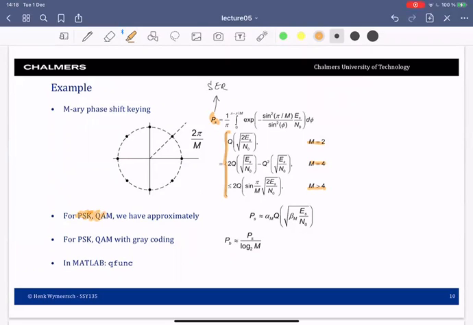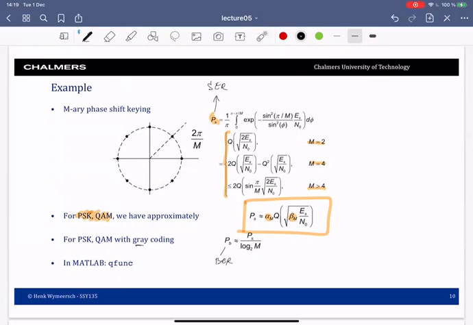Similarly, for any QAM constellation, we have this expression for the symbol error rate, again as an approximation, typically tight at high SNR, where you have these constants that you can find in tables. If you want to compute the bit error rate, which we denote here by P_B, under Gray coding, you can relate one to the other just by dividing by the number of bits per symbol.